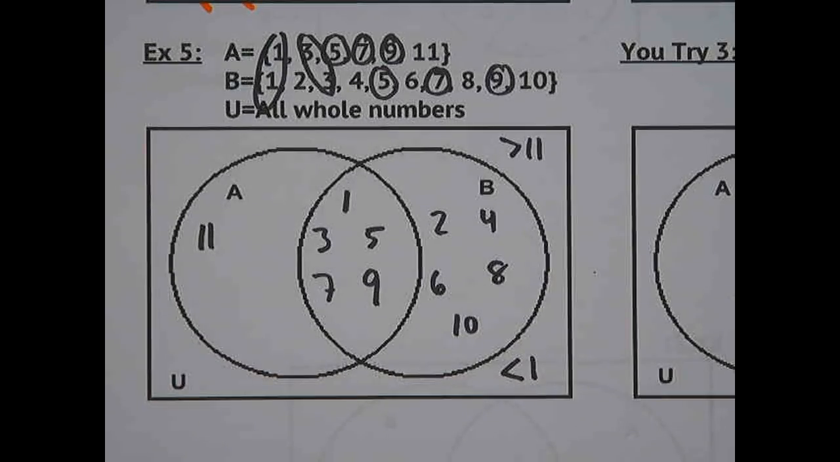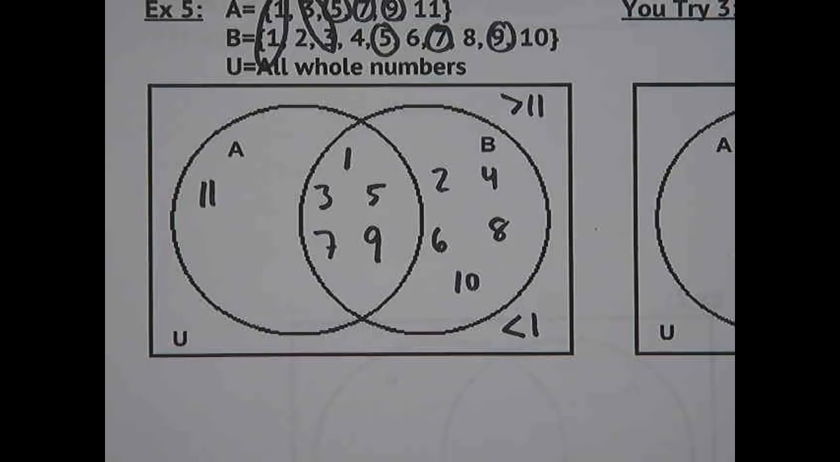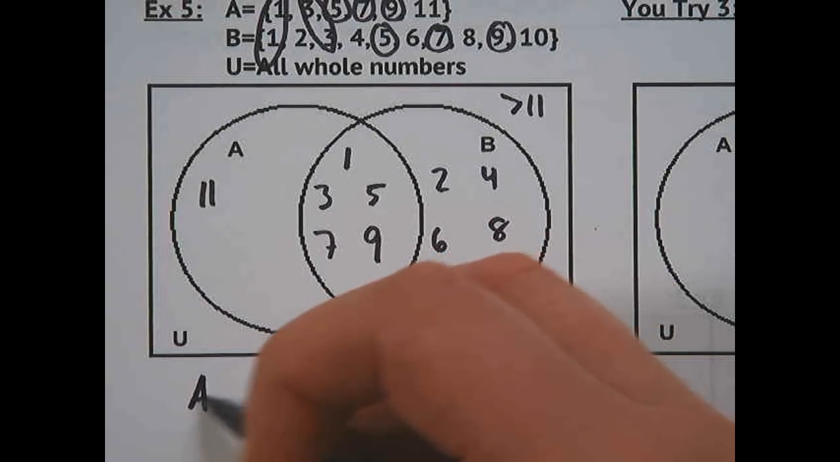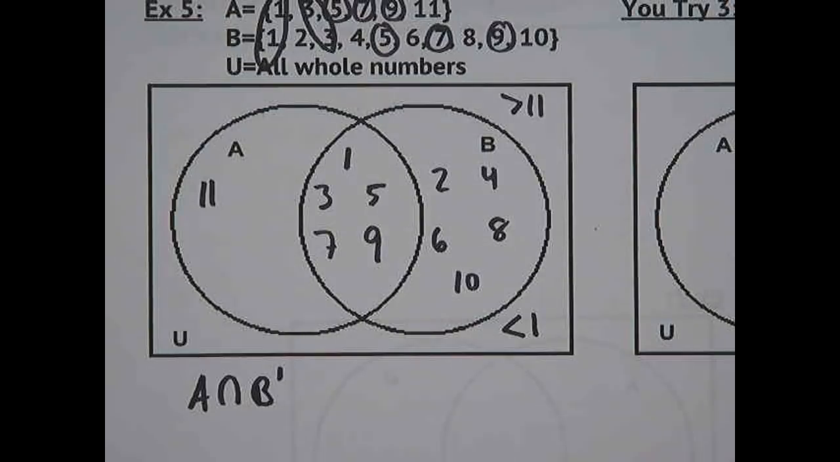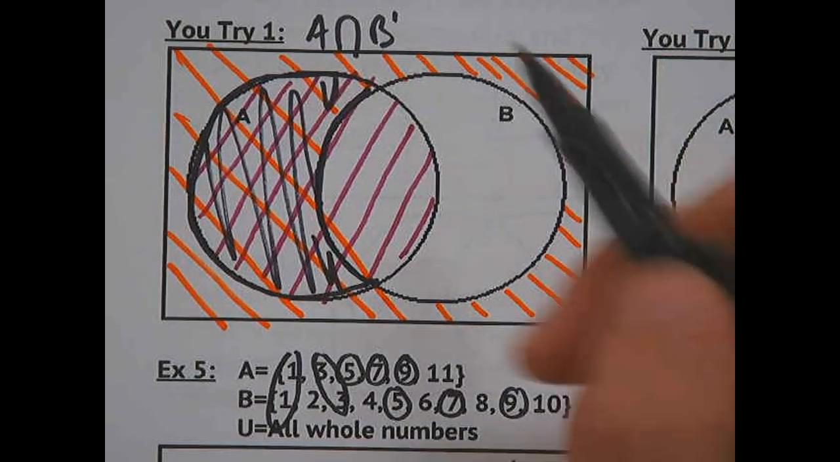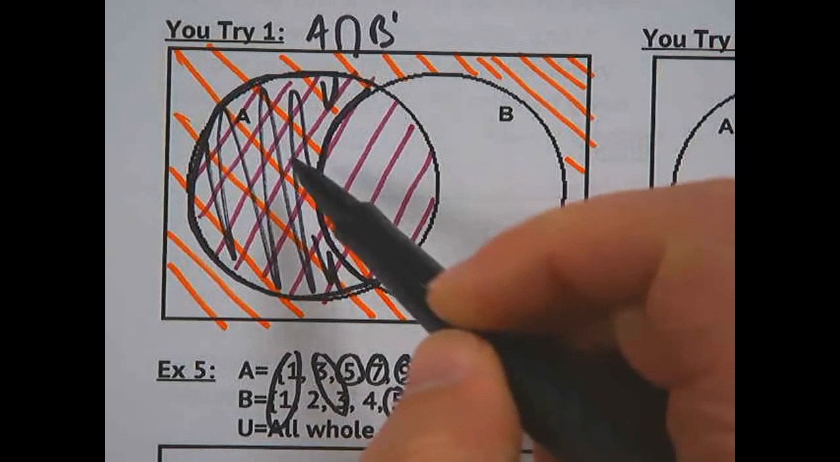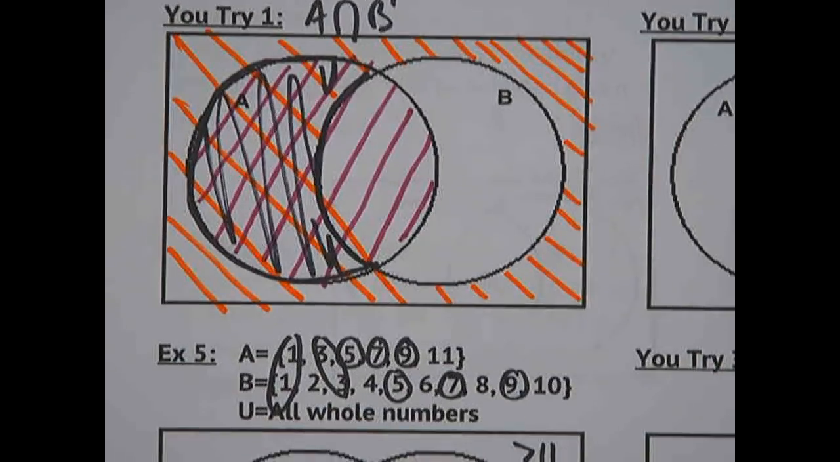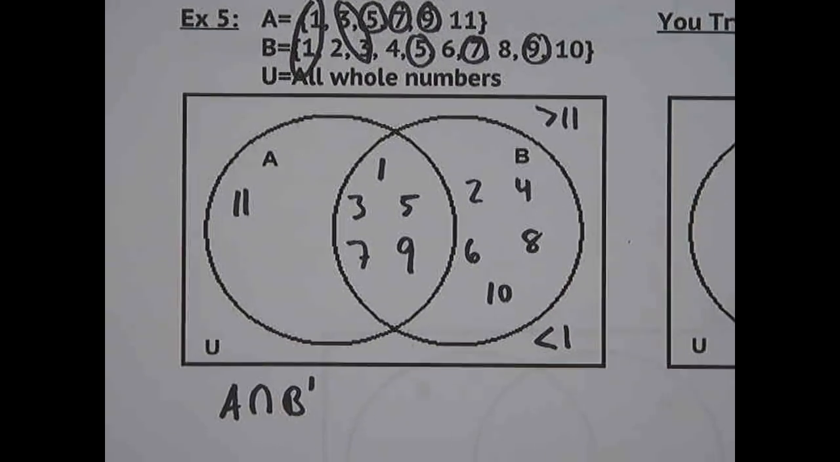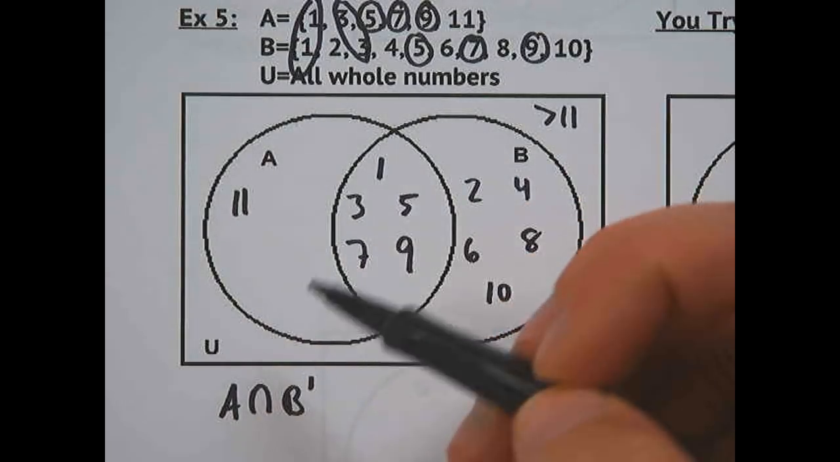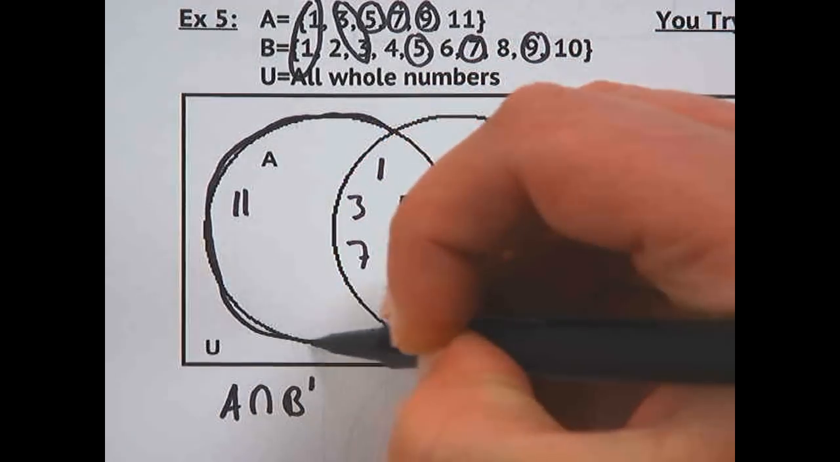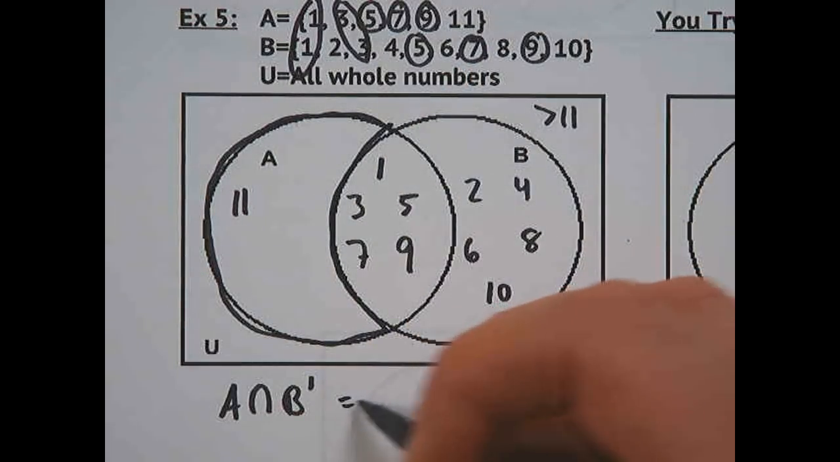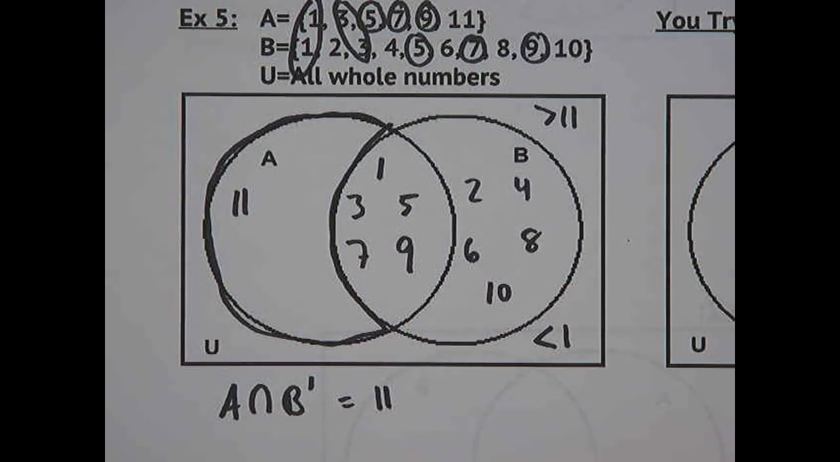So then we can use this to answer questions like what would be A intersect the complement of B, for example. So what numbers would live in that space? Well, we just did this one, right? We figured out what A intersect the complement of B was. It was basically everything that was in A but was not in B. So that would be just the number 11 that's in this space right here.